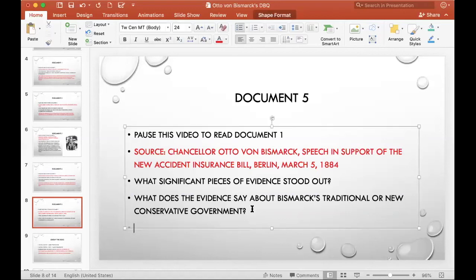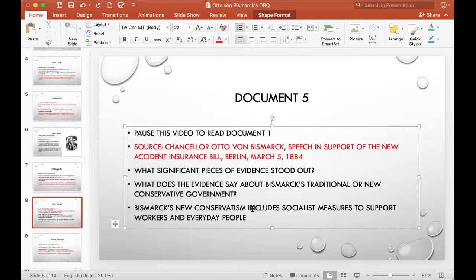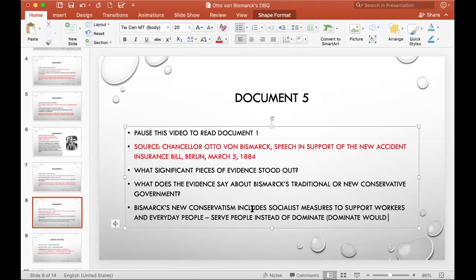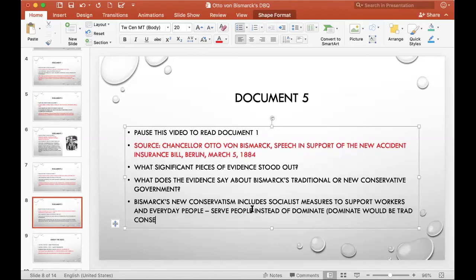What does it say? It says that, and it's kind of a breakaway from this traditional conservatism where, again, he says that the government used to dominate the people. Now the government is meant to serve people instead of dominate. Dominate would be traditional conservatism. So he's breaking away from that and moving to a new kind of conservatism in his eyes, which is to serve the people. So that's document 5.